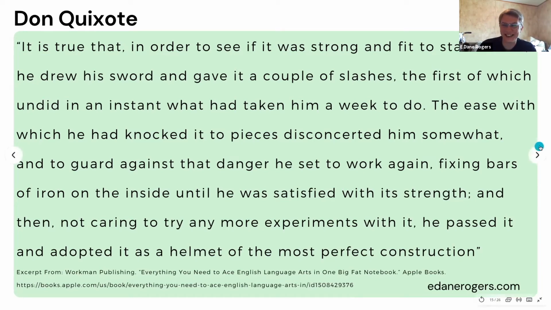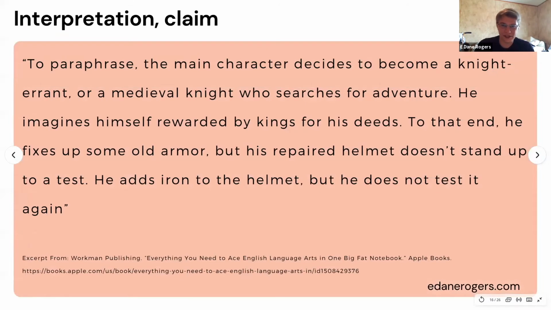Just in case, yeah. He's smart, but he's not stupid. So he's not all with it. Well, here's an interpretation. Could you read this interpretation of the paragraph we just read? To paraphrase, the main character decides to become a knight errant, or a medieval knight who searches for adventure. He imagines himself rewarded by kings for his deeds. To that end, he fixes up some old armor, adds iron to the helmet, but he does not.